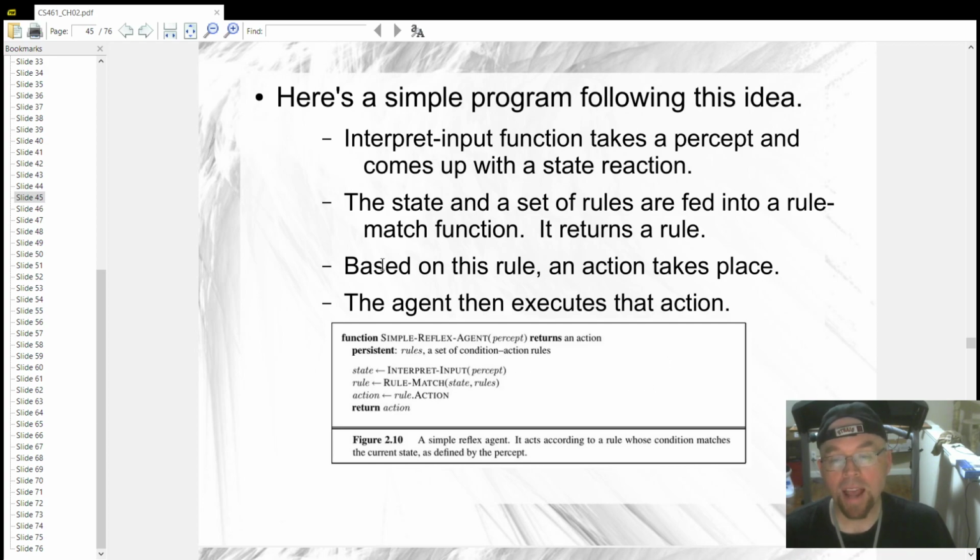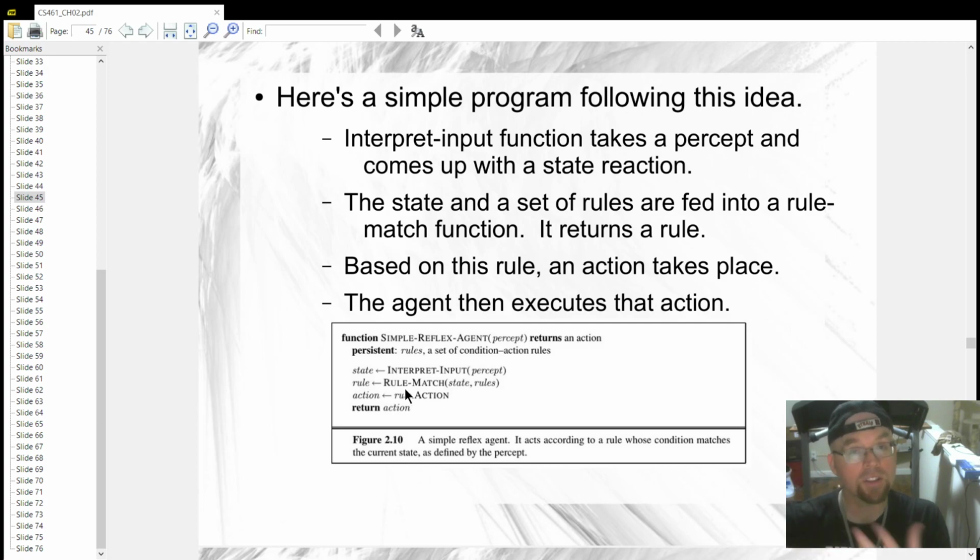And so what we're doing in this discussion is adding a function that's called interpret input. This component will take the percept that was given to the agent function and then interpret that percept to report, okay, this is the current state that the agent is in. This is the state of the environment. Based on what I've perceived, this is the state that I find myself in.